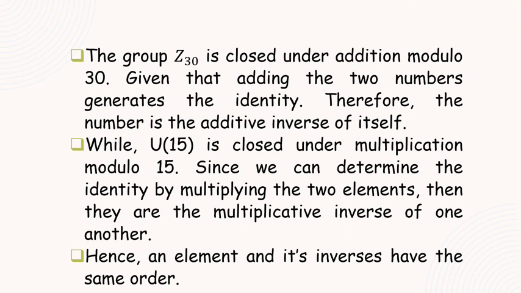The group Z sub 30 is closed under addition modulo 30, given that adding the two numbers generates the identity. Therefore, each number is the additive inverse of the other, while U of 15 is closed under multiplication modulo 15, since we can determine the identity by multiplying the two elements, then they are the multiplicative inverse of one another. Hence, an element and its inverse have the same order.